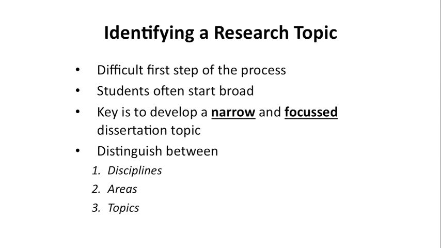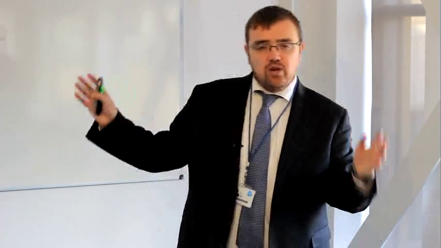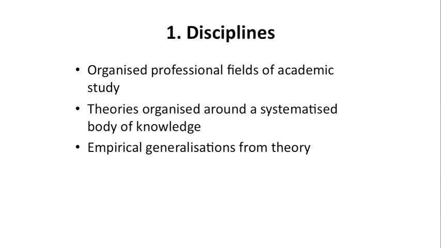So let's have a look at what we consider to be a discipline. Disciplines are organized around fields of academic study and theories which have developed systematized bodies of knowledge around these particular disciplines and have empirical generalizations that are theoretically grounded. So when we're talking about disciplines, we are talking about areas like sociology, like business, like psychology, and like law. And when we're talking about interdisciplinary research, we're talking about the ways in which these disciplines may inform each other. So for example, in business research, we do have a lot of research that's informed by both sociological and psychological perspectives. So they are examples of disciplines, so organized fields of studies.